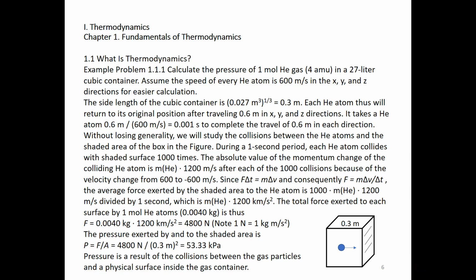Chapter 1: Fundamentals of Thermodynamics. Section 1.1: What is thermodynamics?